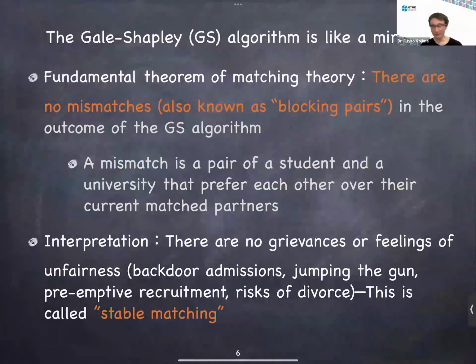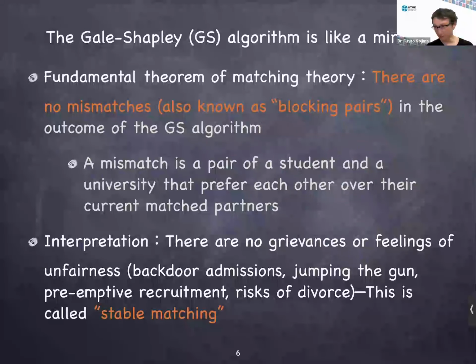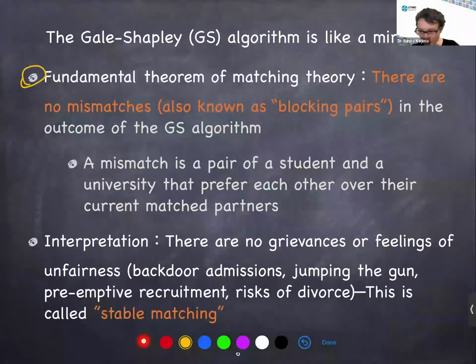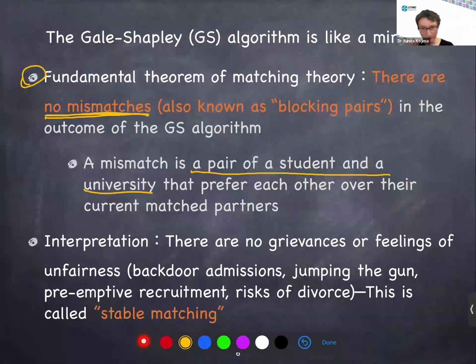And this turns out to be a really good algorithm. It's almost like a miracle. So here's a mathematical result, which I call the fundamental theorem of matching theory. It says the following. Suppose that the matching is decided by running this algorithm, then you can show that there are no mismatches. A mismatch here means a pair of a student and a university who are currently not matched in the output of the algorithm. However, they would rather be matched with each other.